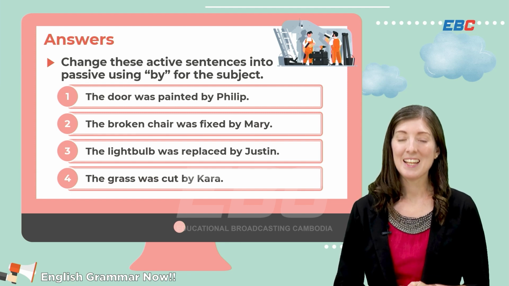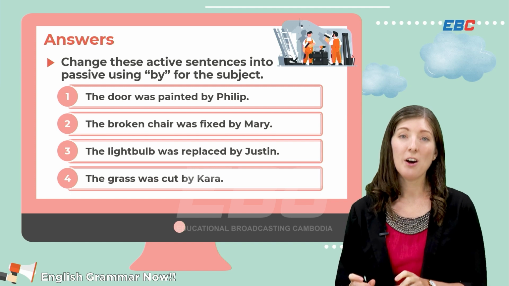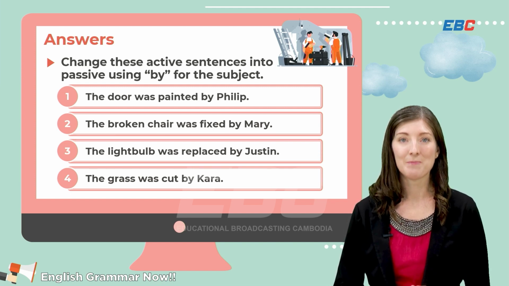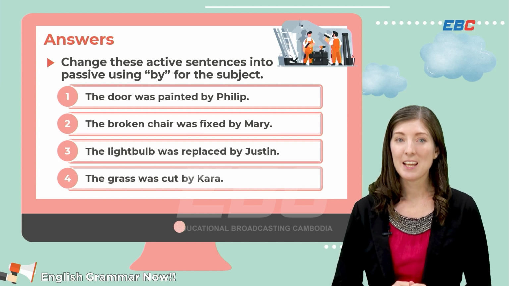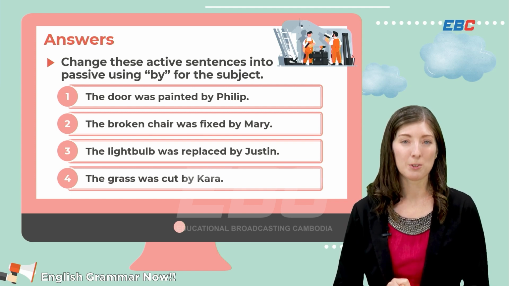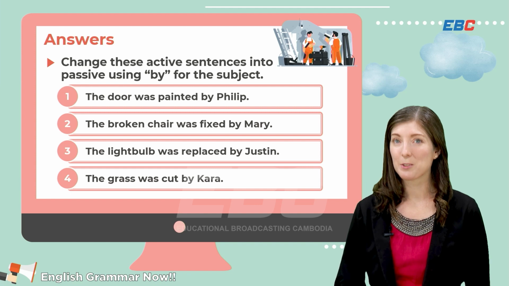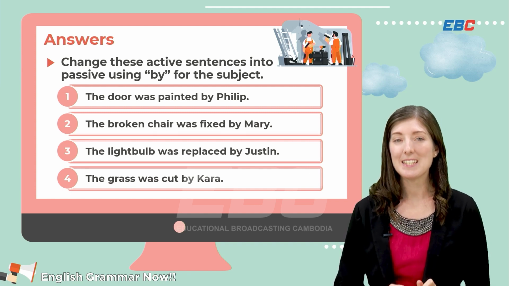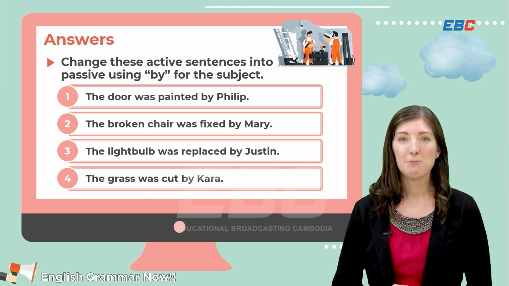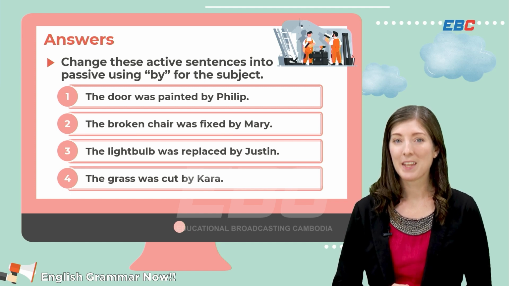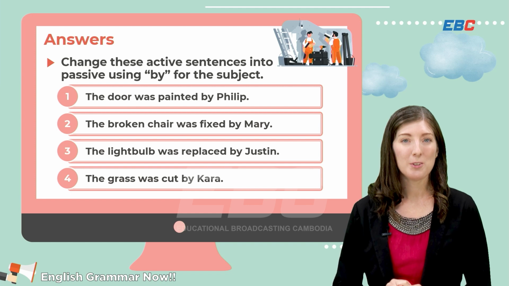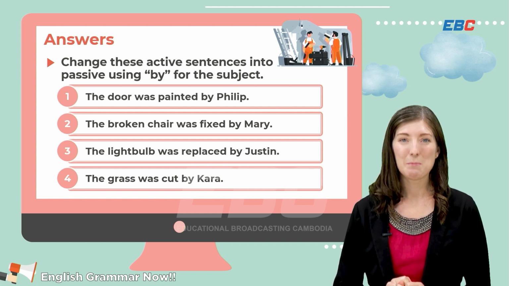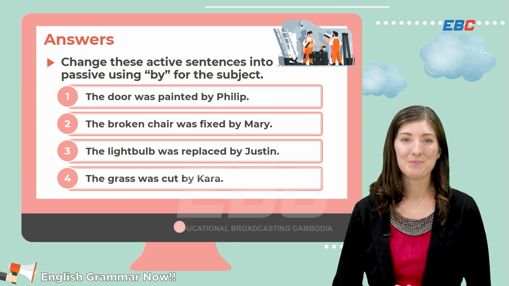You can see that the subject has gone with the object to the beginning of each of these sentences. Also notice we have some regular verbs and one irregular verb. Painted, that's a regular verb with an ed ending. Fixed is the same. Replaced, also regular. And then cut is a bit irregular. Great job!